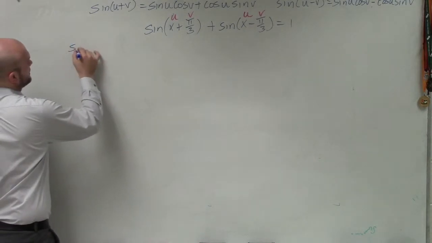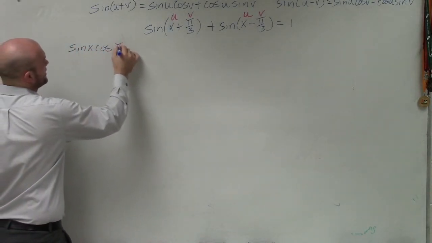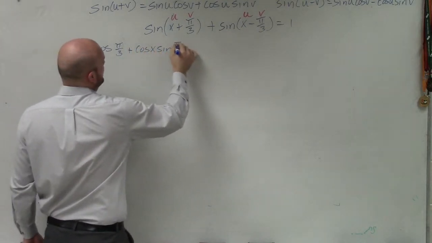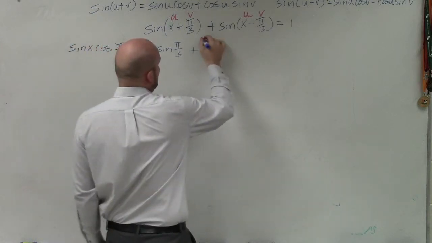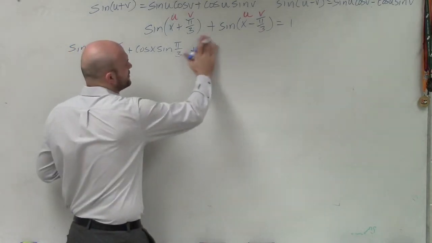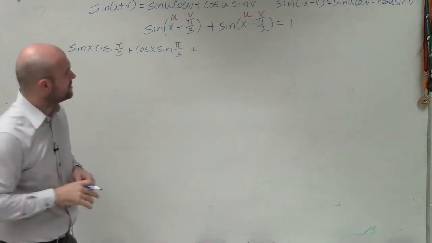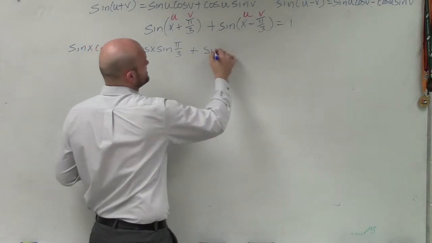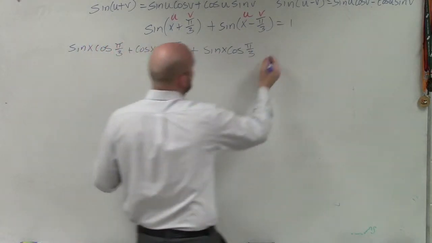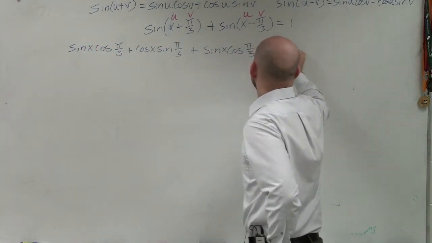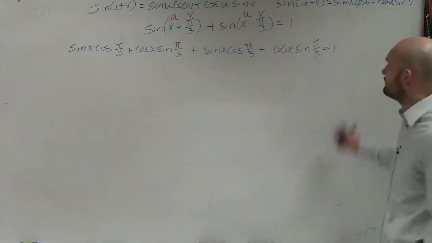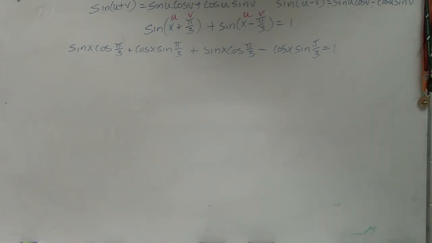So I have the sine of x times the cosine of pi over 3 plus the cosine of x times the sine of pi over 3 plus, again, remember, when doing this, make sure you apply your parentheses. Actually, it's plus, so you don't really need to. But if it was subtract, it'd be very important to do that. So therefore, then I have the sine of x times the cosine of pi over 3. Make sure you note it's a positive, minus cosine of x times sine of pi over 3 equals 1. And they say to find the answer between 0 and 2 pi.